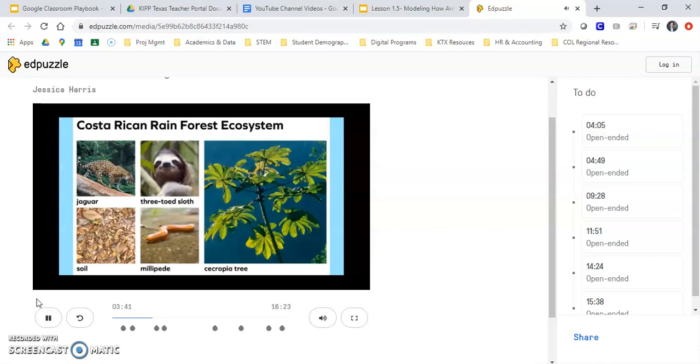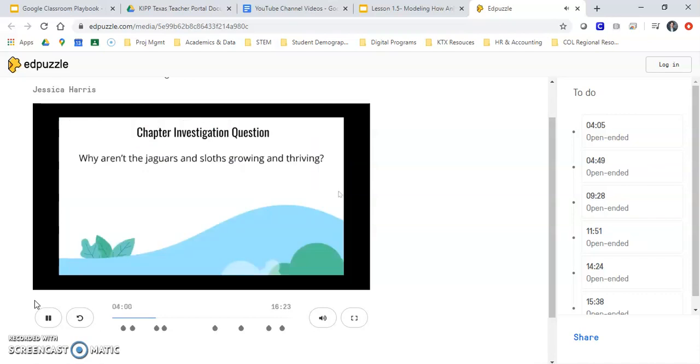And here's an overview of this forest ecosystem that we're trying to help and restore. The jaguars and the sloths aren't growing and they are not thriving. So one, we want to figure out why they are not growing and thriving. And two, we want to figure out how can we help them. So our chapter investigation question is, why aren't the jaguars and sloths growing and thriving?